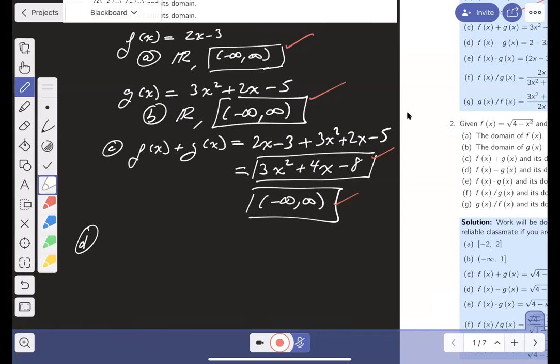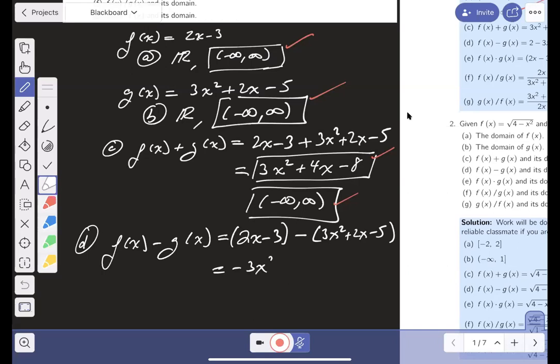And D again is f of x minus g of x. Well, I'll write this down. So it's going to be 2x minus 3, that's what f of x is, minus g of x. What's g of x? 3x squared plus 2x minus 5. Well, I'm going to write down in order, and looking at it, it's minus 3x squared. 2x minus 2x, there's no x's. Minus 3 minus a minus 5 is plus 2.